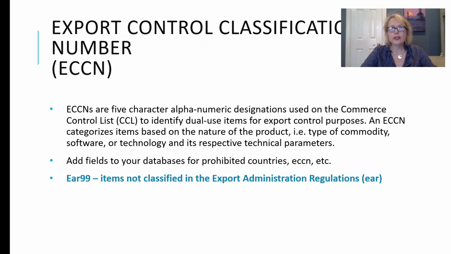So one of the ways that we control this is an ECCN. That's an Export Control Classification Number. And ECCNs might be like ABC12 or something like that. It's going to be an alphanumeric 5-digit number. And what they do is they show what it is and what the technical specifics of the product are so that we know, is this something that can be sent to a certain country or not?